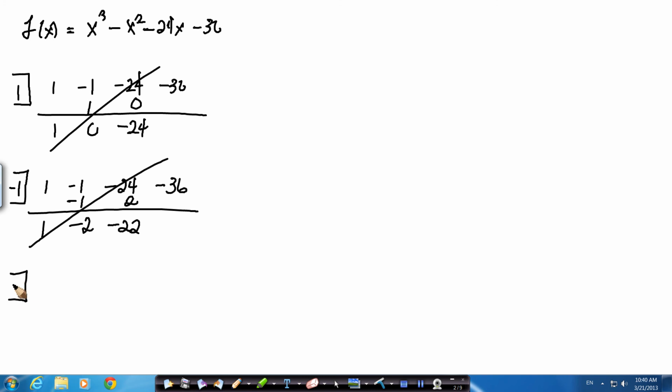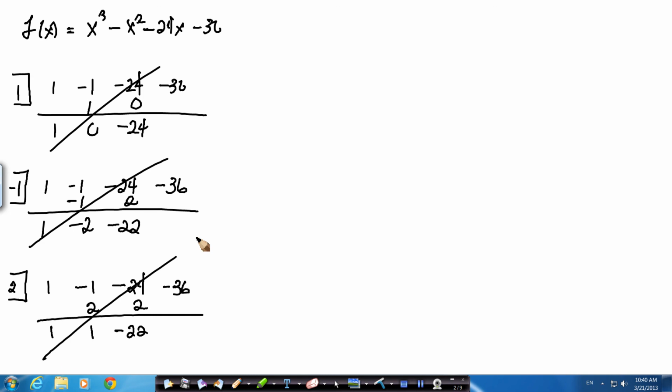All right, let's try 2. 1, negative 1, negative 24, negative 36. All right, bring the 1 down. 1 times 2 is 2. 2 minus 1 is 1. 2 times 1 is 2. Negative 24 plus 2 is negative 22. Still not getting there.